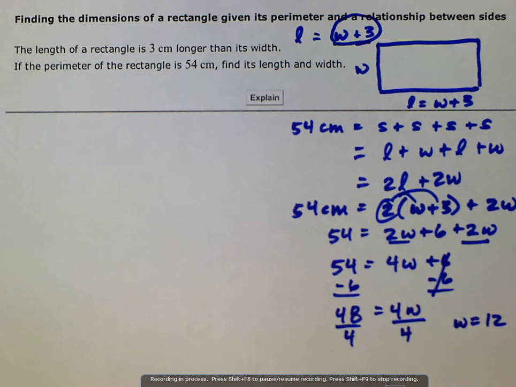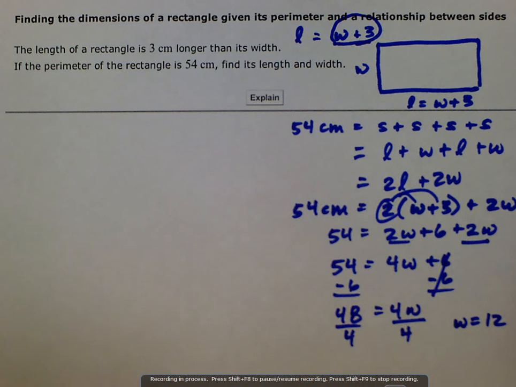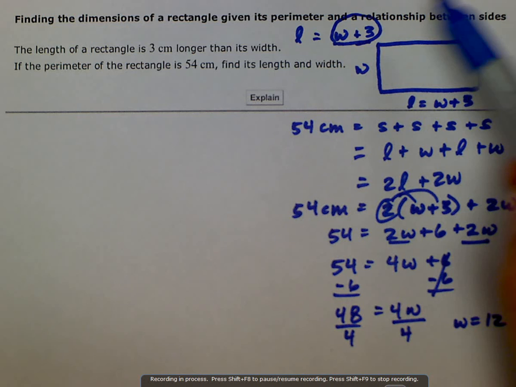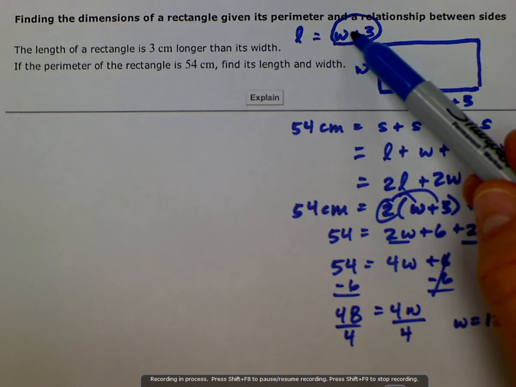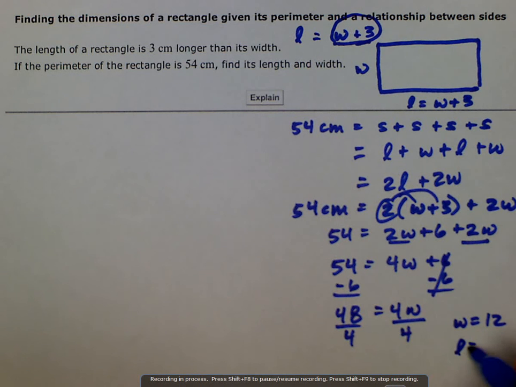So if W is equal to 12, we come back up here and look at, well, if W is equal to 12, then length is equal to W plus 3. So our length must equal W plus 3. I'm running off the page here, but length is equal to 12 plus 3, or 15.